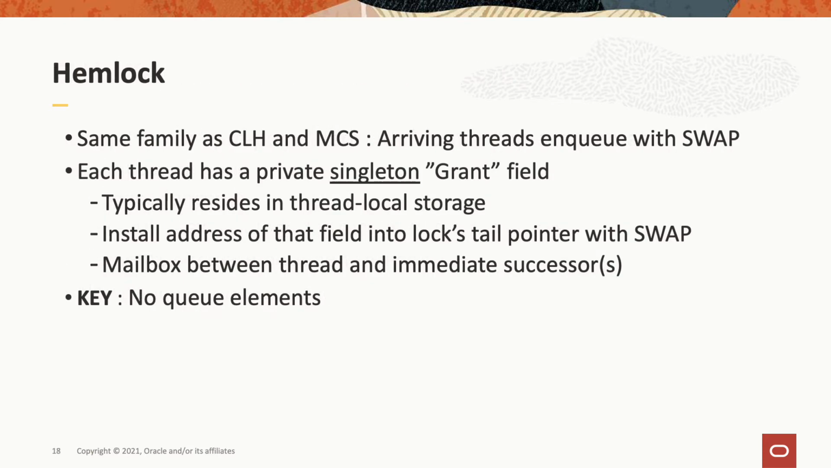We'll now shift to Hemlock. Hemlock is in the same family as MCS and CLH, and in fact, it's inspired by both those locks. Similar to MCS and CLH, arriving threads enqueue with a swap operation. In Hemlock, each thread has a private singleton grant field. The grant field resides typically in thread local storage, although other options are available too. Threads install the address of that field into the lock's tail pointer with the atomic swap operation. And the grant field acts as a mailbox between threads and their immediate successors in the queues. The key to Hemlock is that there are no queue elements.